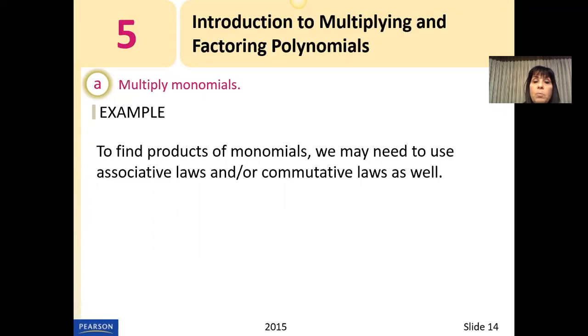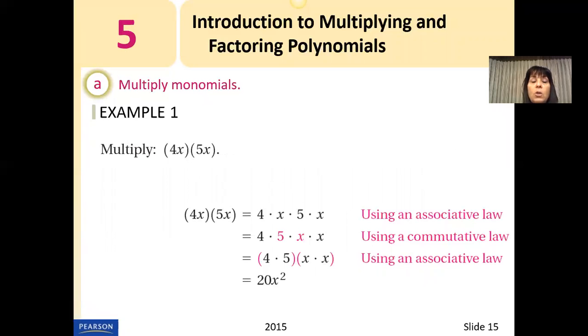If we go on to multiplying, we also may need to use commutative and associative laws. So in the first problem I have here, 4x times 5x, we will really be multiplying the 4 and the 5, and then the x and the x. So notice if you want to rearrange them, you will put the 4 following the 5, and then the x and the x together. Using the associative property, you multiply the two coefficients together, so 4 times 5 is 20, and then x times x is x squared.